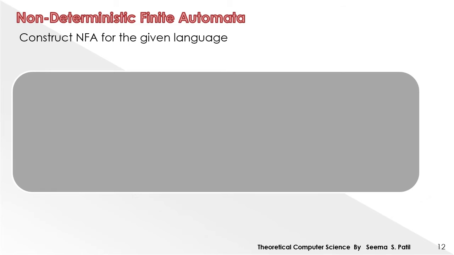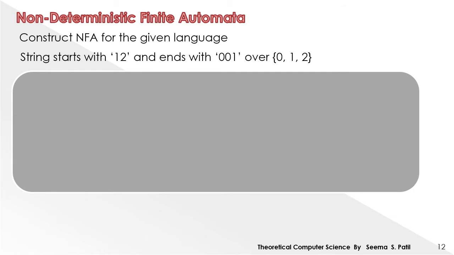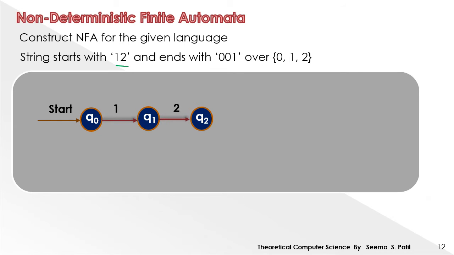Construct the NFA for the given language. Here the language given is the string that starts with 1, 2 and ends with 0, 0, 1 over 0, 1, 2. Instead of small ABC here, the terminals 0, 1, 2 are used. You have to start from the Q0 state. Now the condition is the string should start with 1, 2. For that, draw in this way 1, 2. Q1 and Q2 states are added.